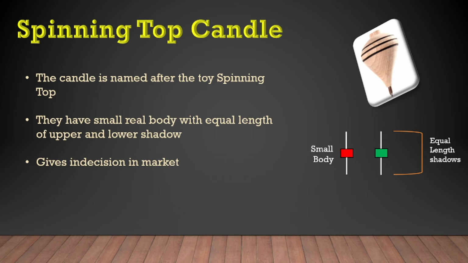Now let us try to understand what happens when this spinning top candle forms during a downtrend. Consider that the market has been falling for the last couple of trading sessions. Okay. Now all of a sudden, instead of falling, there is a pause. So which means a spinning top candle forms at this level.